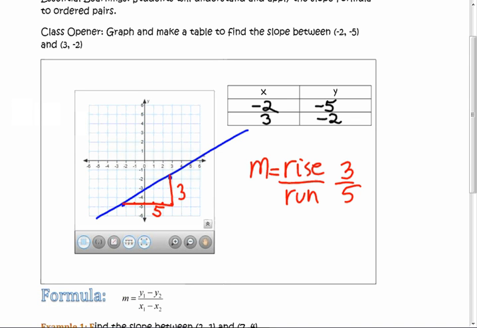And all we're going to do is count. Well, if the numbers get big, I'm not going to be able to count. But how much does the x increase by to get to that 3? How many squares did you have to move?